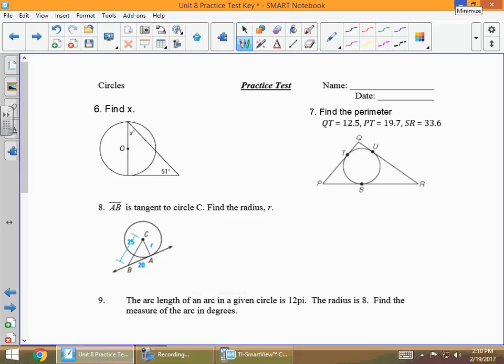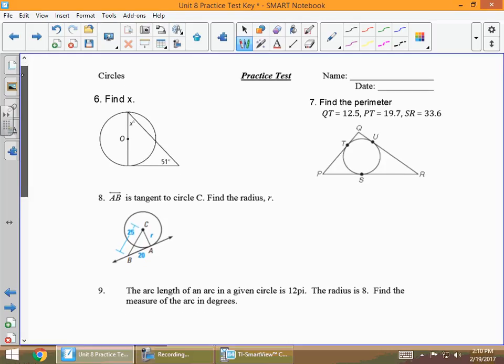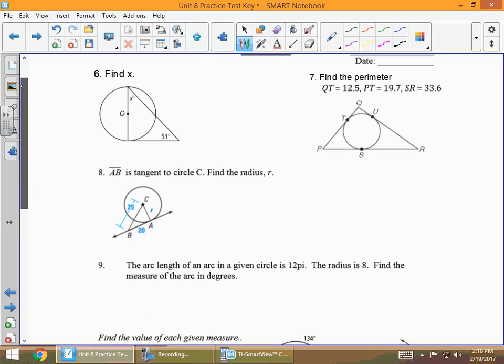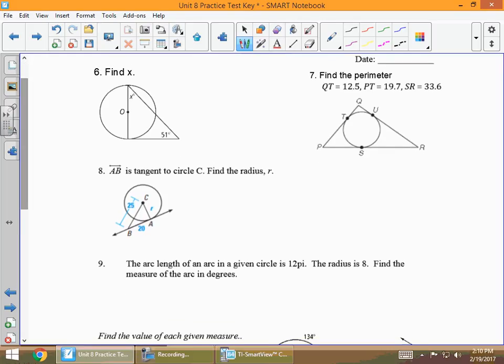Welcome to page 2 of the practice test for Unit 8 circles. And the directions were a little messed up on this one. Something got kind of cut out when I went to print these. Question number 6 should say find x, and then find the perimeter should actually be over there for question number 7 off to the right. So knowing that makes this a little bit easier now.